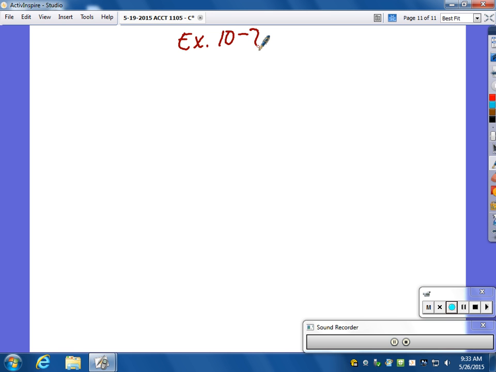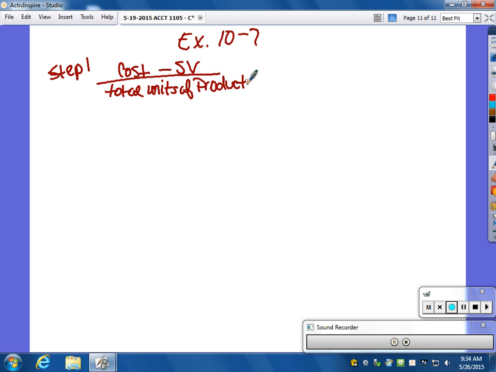What's the equation for units of production? What's step 1? Cost minus salvage value, divided by estimated units of production. What's step 2? Price per unit times what? Times unit consumption.